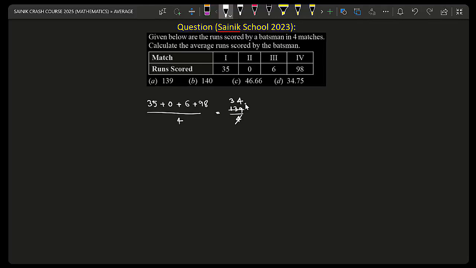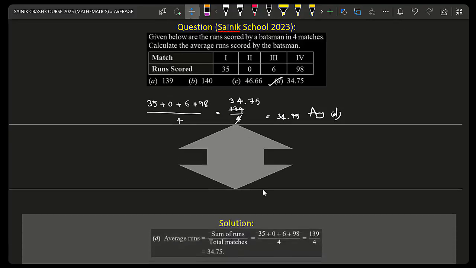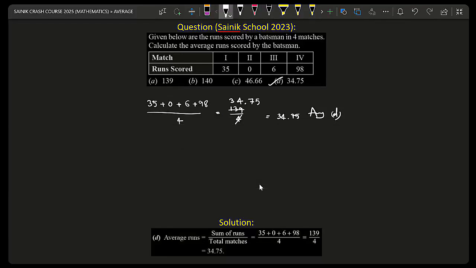4 sevens 28. What is the remainder? 2, and 2 0 becomes 20. So 4 table 20. 4 fives, 4 fives are 20. So 34.75. Which option? Option D. Rishika, you gave the correct answer. You can mute yourself. 34.75. Sum of observations by number of observations.